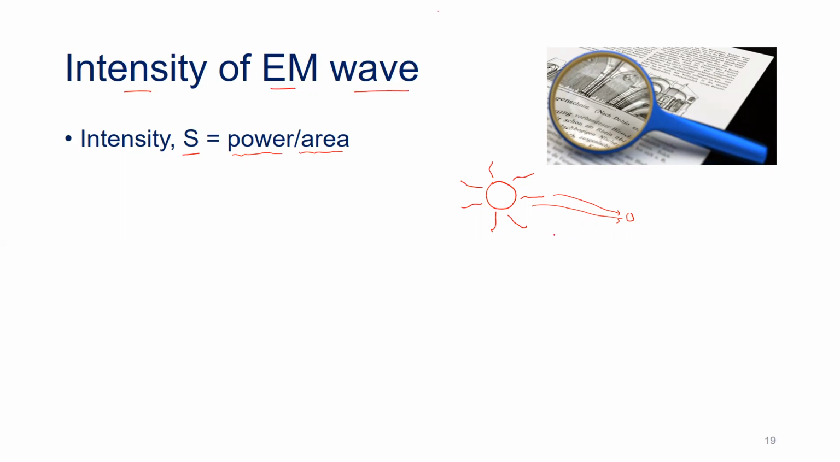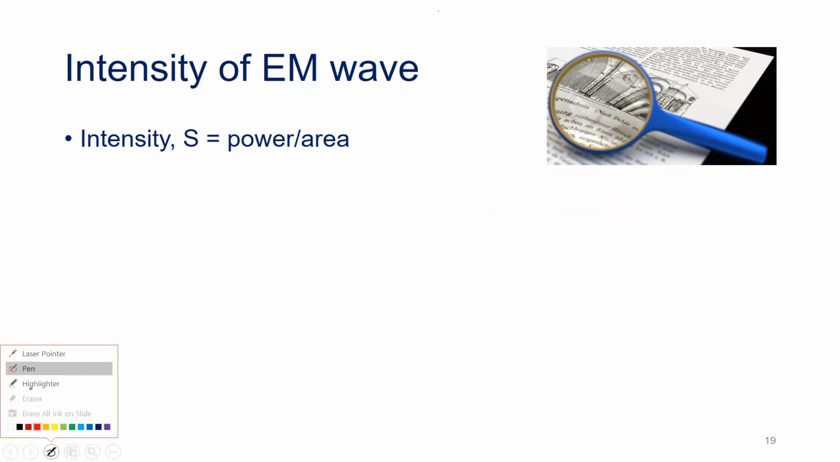But how do we express this concept mathematically? For example, if I use a magnifying lens, put between the sun's radiation and the object here on the earth, the intensity will get magnified when the sun rays pass through this lens. So let us define this concept with mathematical terms. The formula here will be S is equal to power divided by area.